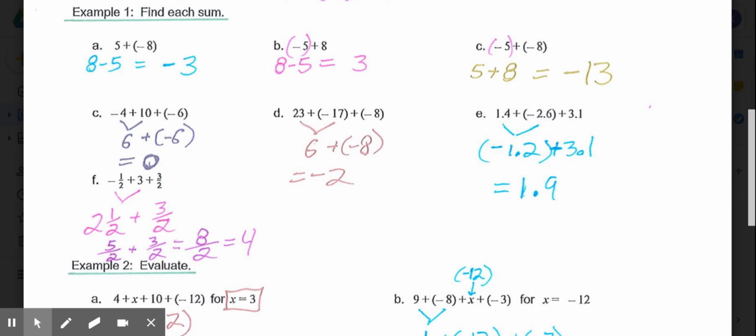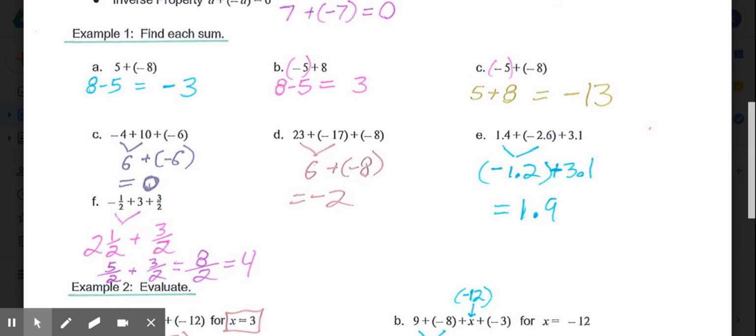In D, 23 plus a negative 17 to start. 23 minus 17 is 6, and we have more positives, so it's a positive 6. And then plus a negative 8. 8 minus 6 is 2, and we had more negatives, so it's a negative 2.